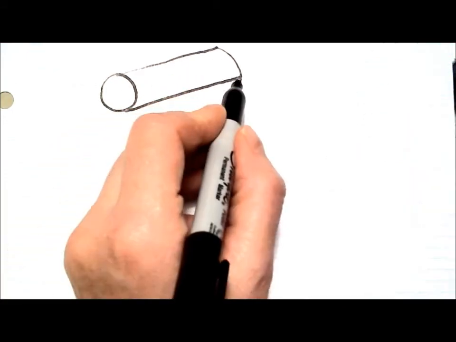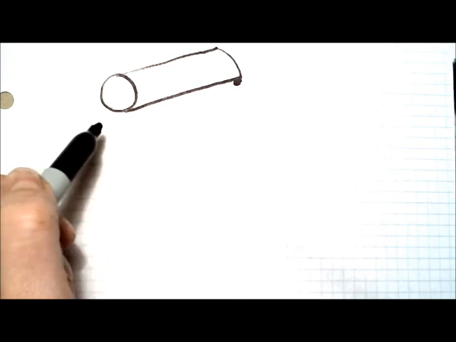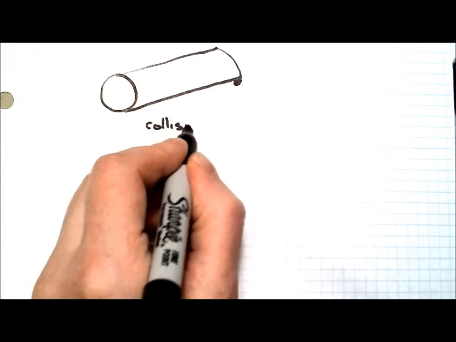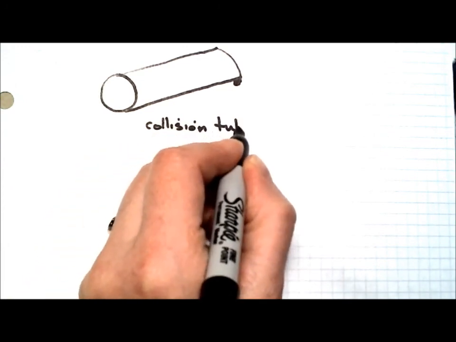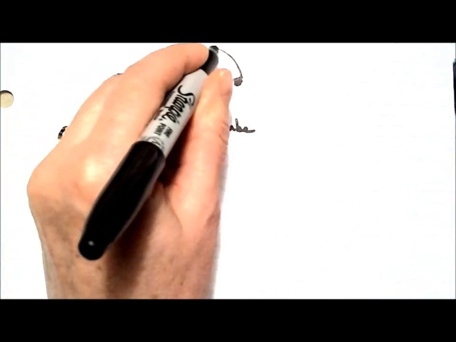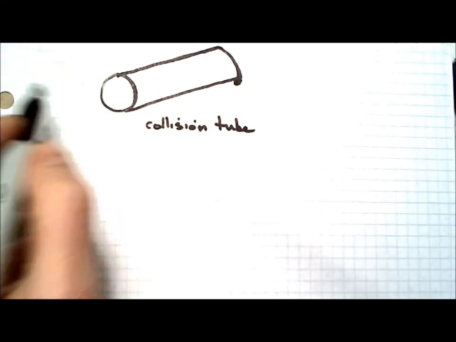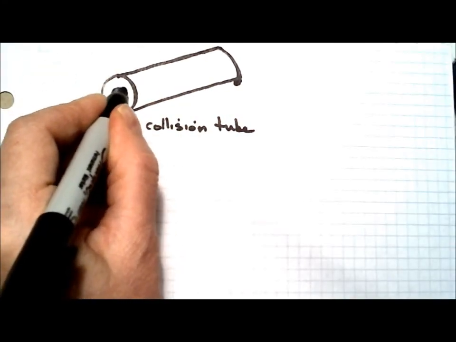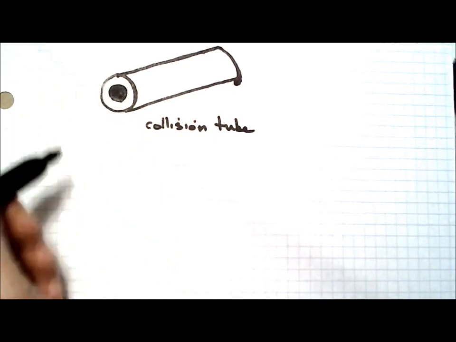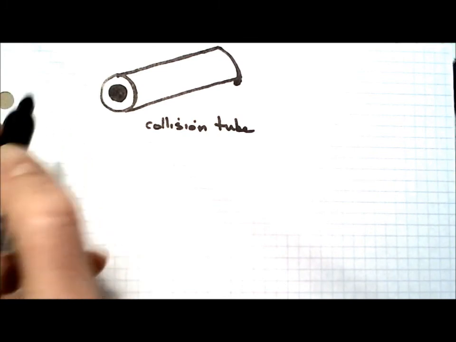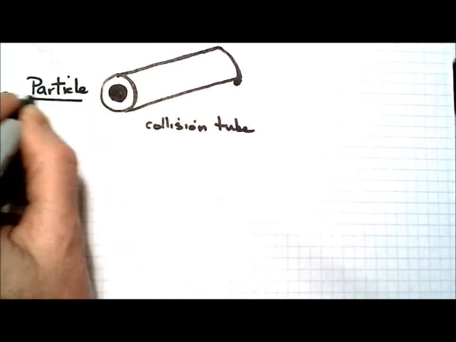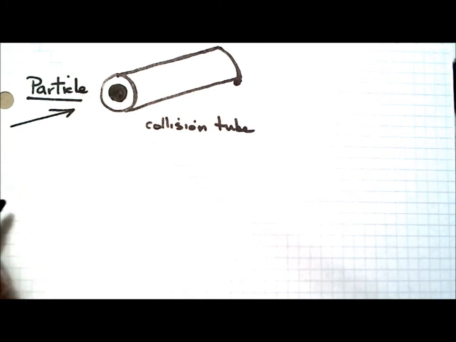So I'm sketching out a collision tube, okay, and this is the path swept out by a moving particle. We'll put that particle right here and color it in. I'm going to make it about that size relative to the cross-sectional area of the collision tube. So that particle is the one that is moving, and it's moving in that direction.